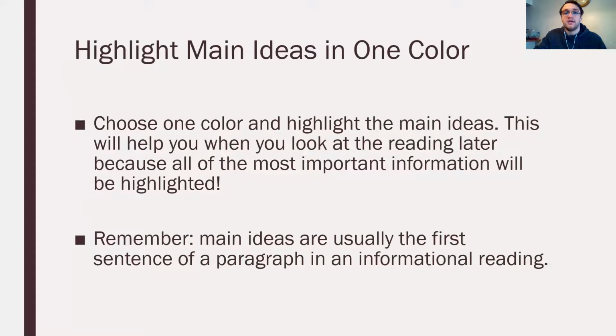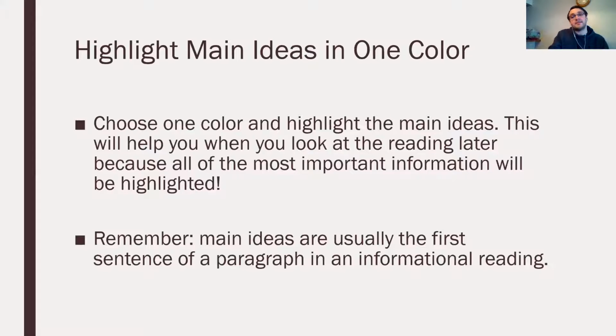So you should highlight the main ideas in one color. So if you have a highlighter at home, you can use this to highlight the text to show the main ideas. This will help you because this is the most important information, and you can look back later and see all of the information is highlighted. If you don't have a highlighter, you can use a pencil, a pen, a marker, a crayon. There are many things you can use. And at the end of this, I will show you how you can highlight an informational article on the computer.